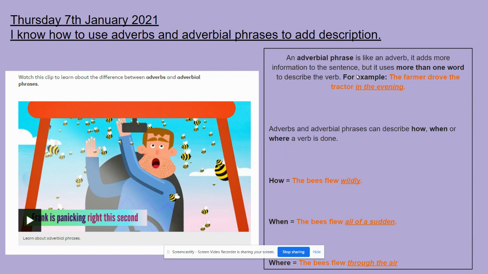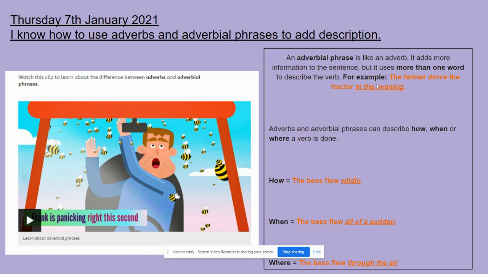So an adverbial phrase is like an adverb, so don't panic. It adds more information to the sentence, but it uses more than one word to describe the verb. So an adverb is a single word that describes the verb, the doing word. An adverbial phrase is more than one word that describes what's happening, that describes the verb.